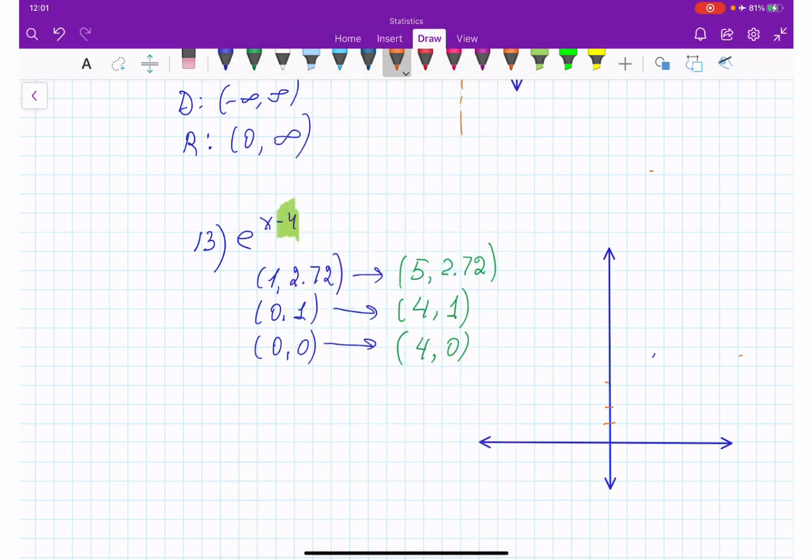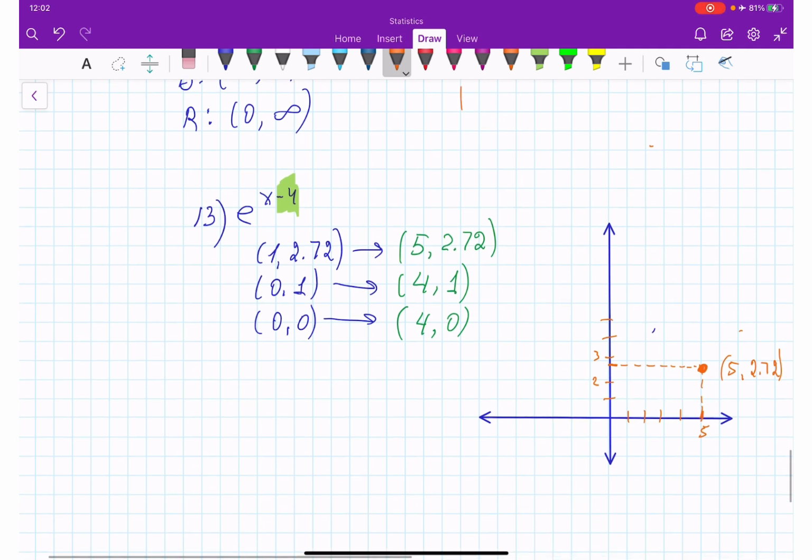One, two, three, four, five. Oh, 1, 2, 3, 4, 5. So this is 5, and this is 2.72. So 5 and 2.72. This is 3, this is 2, this is 5. And then positive 4, positive 1.